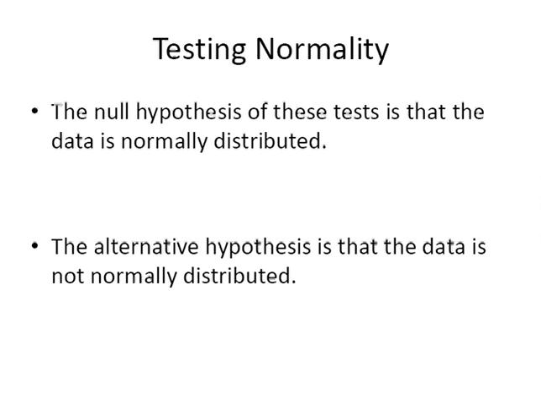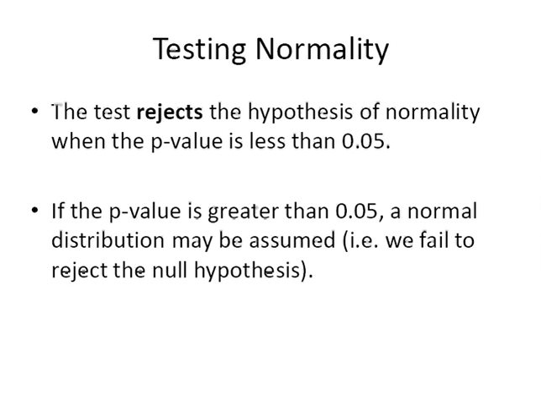By and large, the null and alternative hypotheses work as follows. The null hypothesis of the tests is that the data set is normally distributed. The alternative is that the data set is not normally distributed. We reject the null if we get a p-value less than 0.05, so we assume that the data set is not normally distributed. If we get a p-value greater than 0.05, we can assume that we have a normally distributed data set. We fail to reject the null hypothesis.